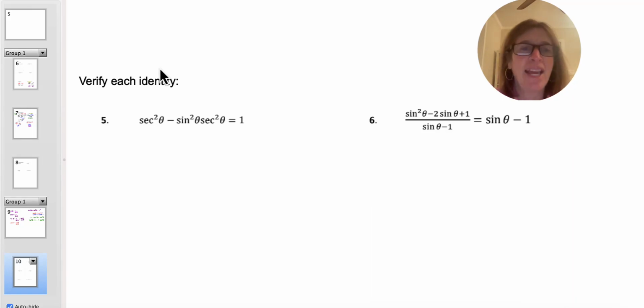Hi everyone, so today I'm going to be verifying identities, trig identities. And so again, I'm going to be using the reciprocal functions and the Pythagorean identities and some techniques in algebra.